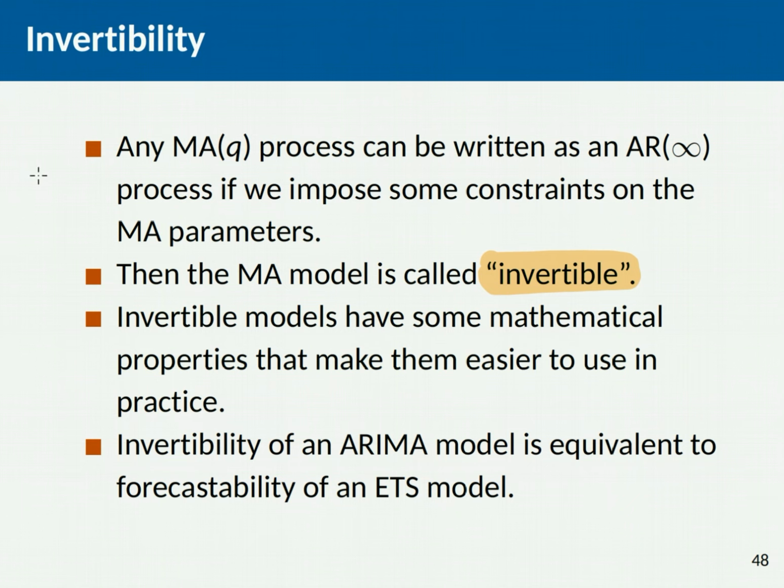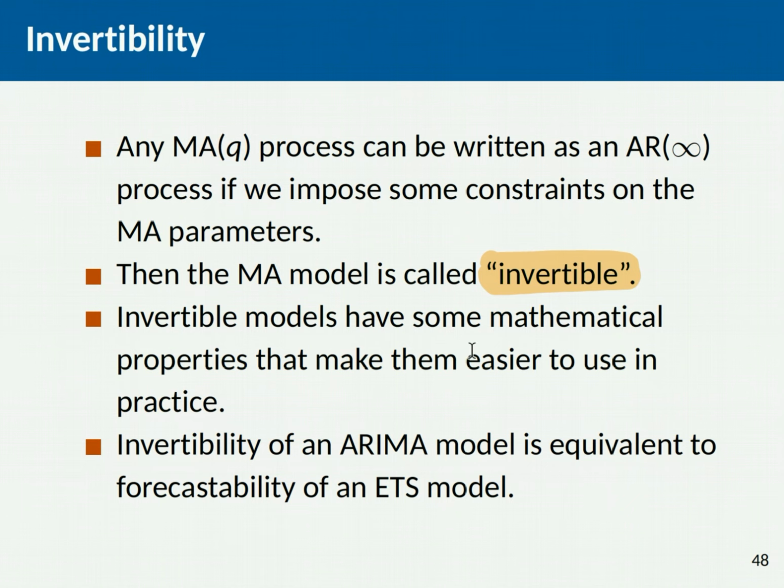Now, there is a term called invertibility. If you have an MA(q) process, that can also be written as an AR infinite representation if there are some restrictions imposed on the parameters of the MA model. If you can go from an MA model to an AR representation, the MA model is called invertible, or the property is called invertibility. And these can really help us in modeling ARIMA models.